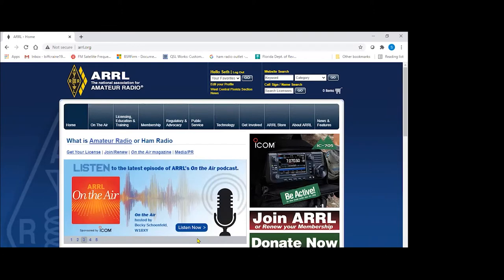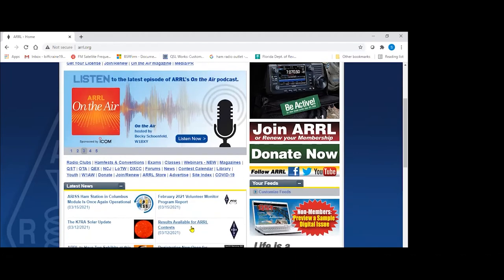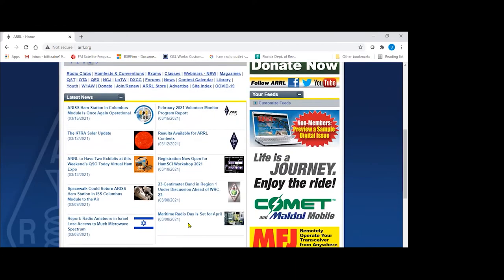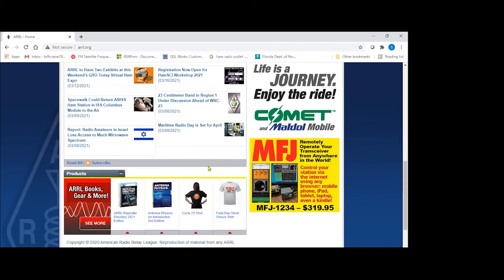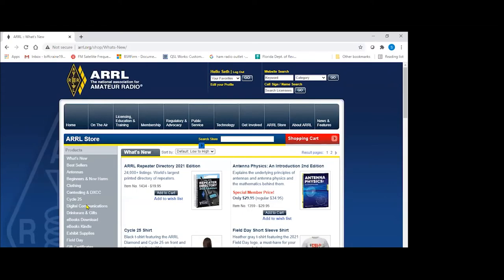This is the front page of the American Radio Relay League webpage. They have a lot of interesting topics for you to look at, the latest news, and ads over here. And they have a whole library of books that are of interest to amateur radio operators. Many of these books are in our library at the Tampa Amateur Radio Club, and many can be checked out. Some of the reference books cannot.